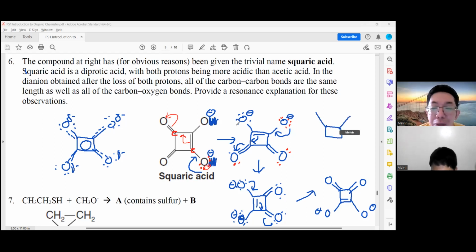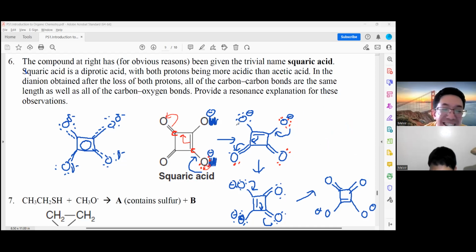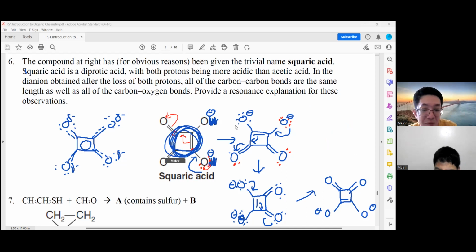Why do you have a... It's shaped like a square and there's a square in the middle. So okay, it's a square acid. No. Why do you have a carbon-carbon bond? The carbon-carbon bonds are equal in length and the carbon-oxygen bonds are equal in length. So the question is, why is this literally a square, with 90 degrees?